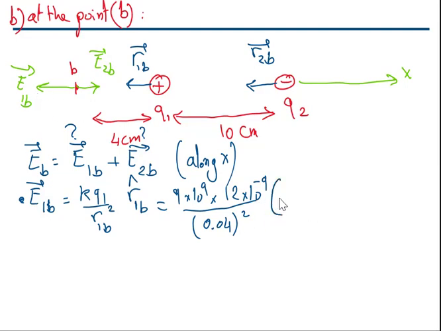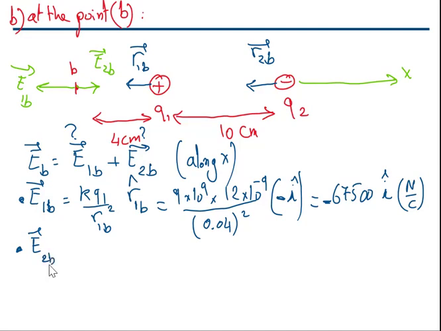So we write here minus i, not i, because the unit vector is pointing toward the negative x. Good. So this quantity will be negative 67,500 i newton per coulomb. Don't forget that there is a negative sign. Now let's come back to the second vector, E2B.